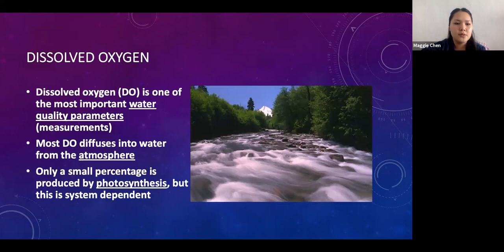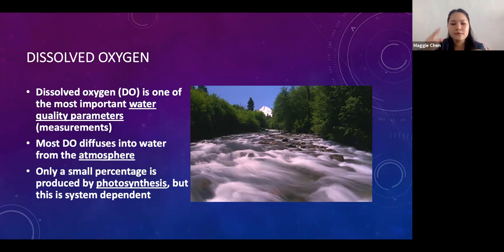And it is one of the most important water quality parameters. So this is something that we can directly measure. Most dissolved oxygen diffuses into water from the atmosphere. There is a small percentage that is produced by photosynthesis through whatever aquatic animals, aquatic vegetation, or cyanobacteria that live in your water system, but it depends on your system. It depends on what types of vegetation are present in your water body. But most of it is diffused into water through the atmosphere.